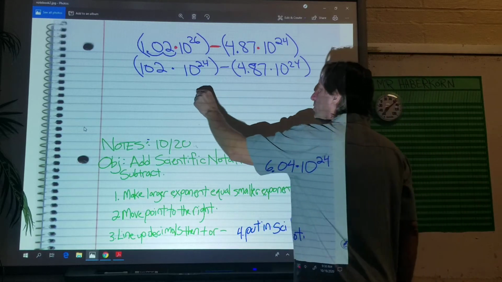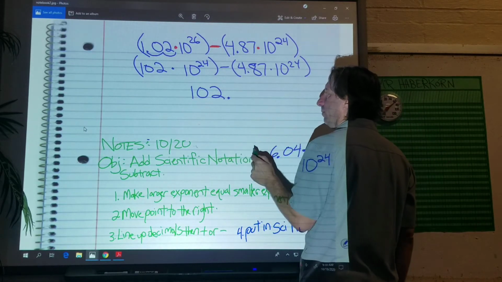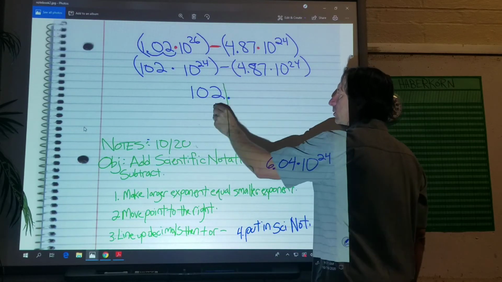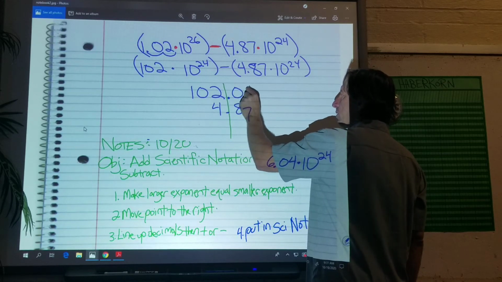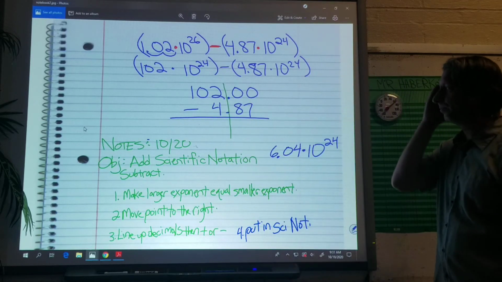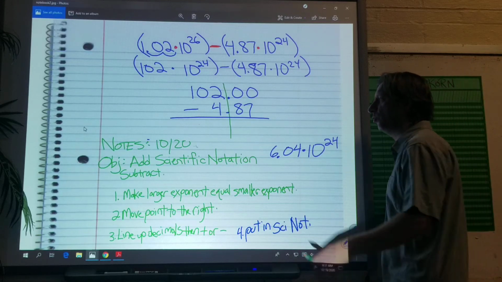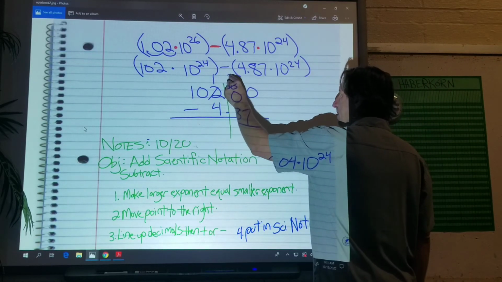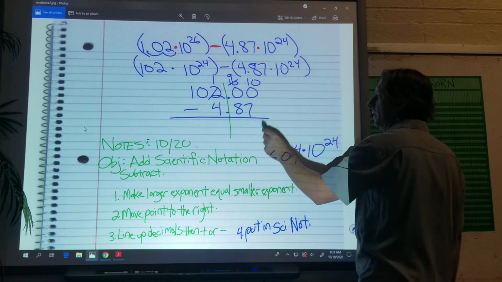So I'm going to do 102. Remember, my point's hiding at the end now, right? Let's draw a line through the point like we did in 7th grade. 4.87. Put some zeros in the spaces. And we are subtracting, right? Is 0 minus 7, 7? No, don't fall back in those old traps, okay? We gotta borrow. This becomes a 10, then it becomes a 9, becomes a 10. 10 minus 7 is 3.